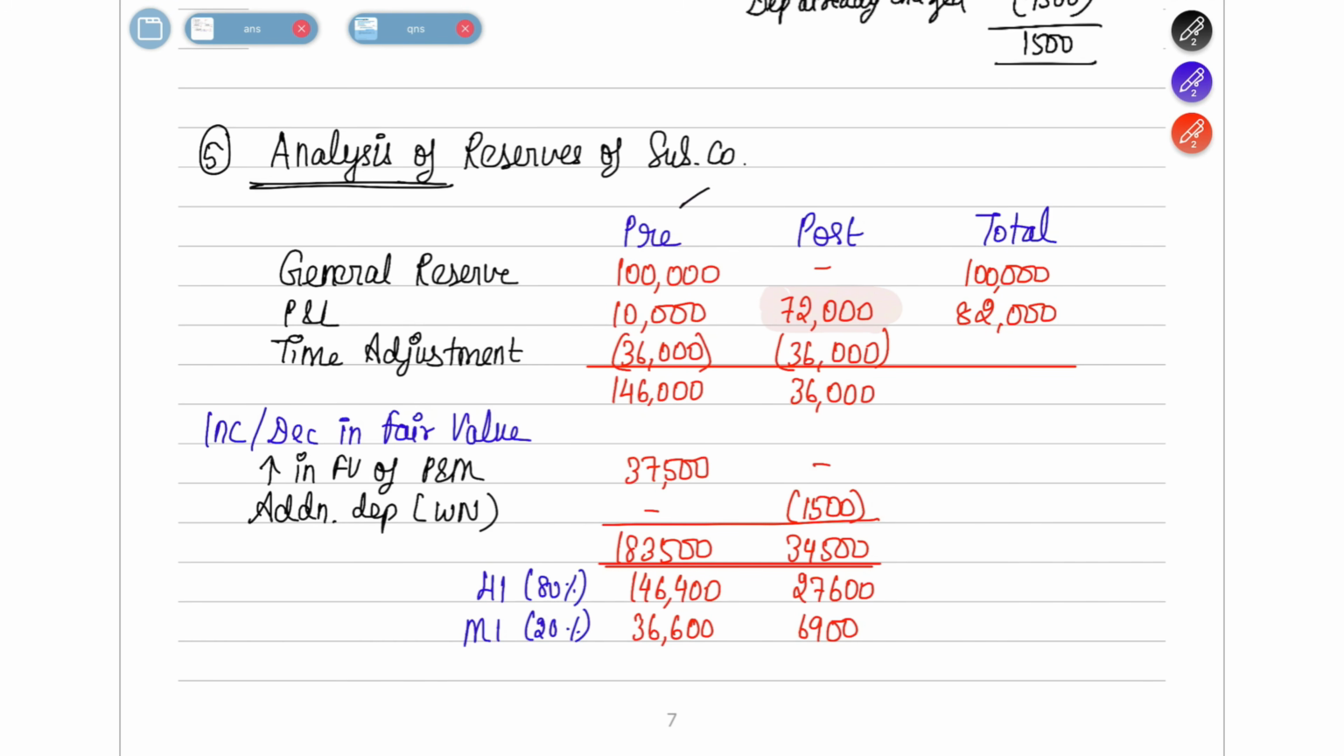So now since you have the split of pre-period and post-period, we are going to prepare the analysis of reserves of subsidiary company. You have to make columns like I told you in the format itself. First pre, then post, then a column of total. Write whatever reserves are there in the subsidiary company. You are going to analyze the reserves of the subsidiary company only.